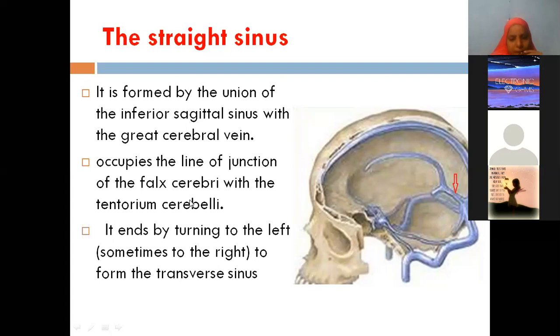This point I will help you with the hint. If you have really done dissection well and if you have seen inside the skull bone, it will be amazing in fact. The straight sinus ends by turning to the left, sometimes to the right, and it is now draining into transverse sinus.